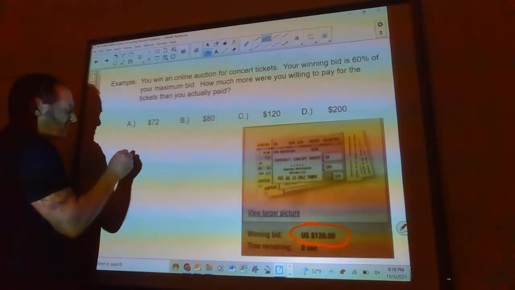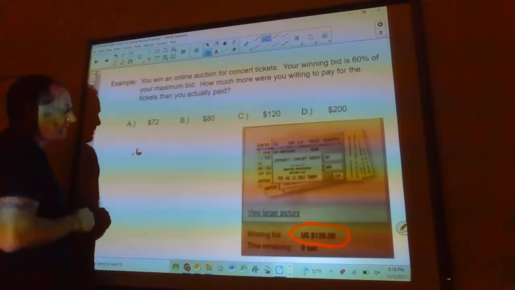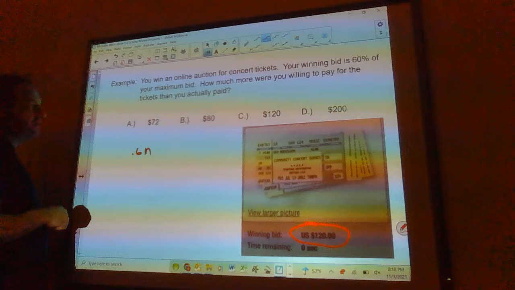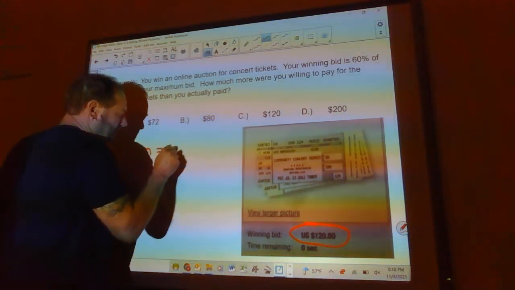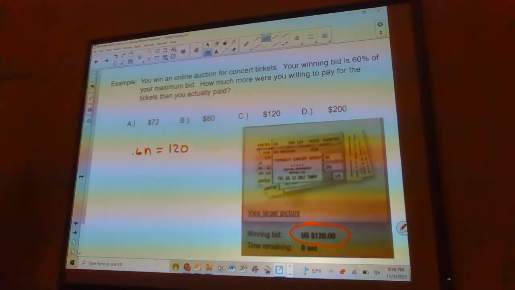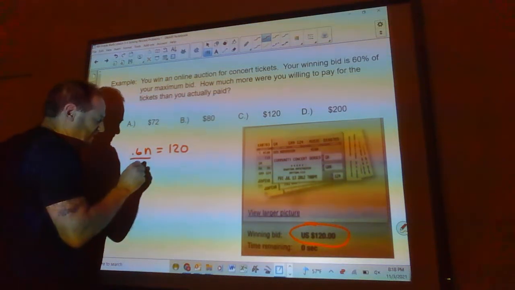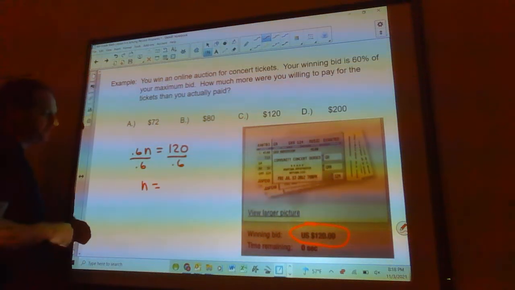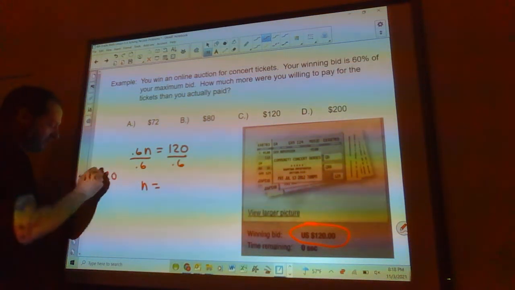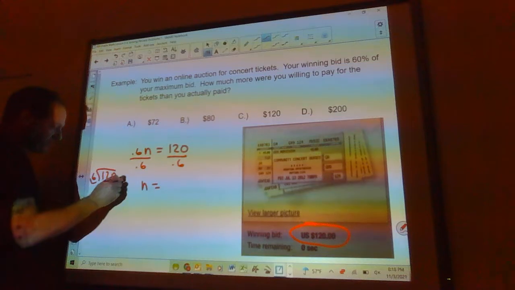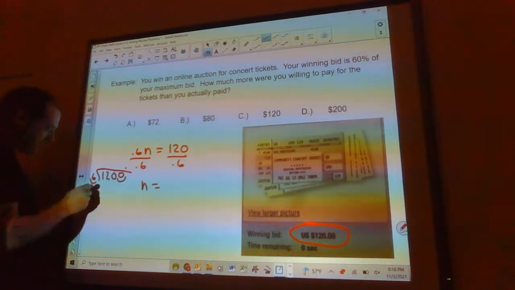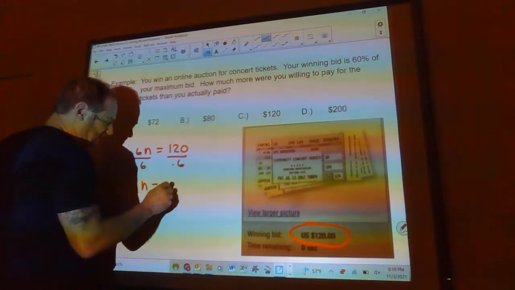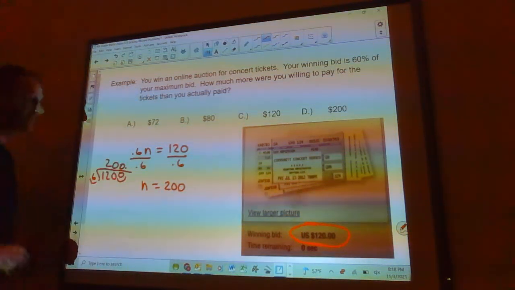So we got to write the equation. 60% is 0.6. 60% of the winning bid of some number came out to be 120. Okay, so I'm going to go ahead and divide by 0.6, and I get n equals, oh my gosh, okay, so 120 divided by 0.6, move the decimal. Okay, that'll go in there 2 times. That's going to end up being 200. So n is 200.